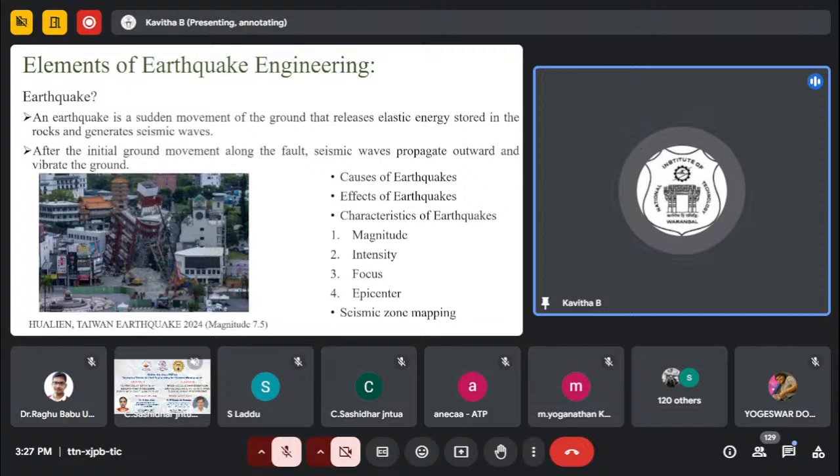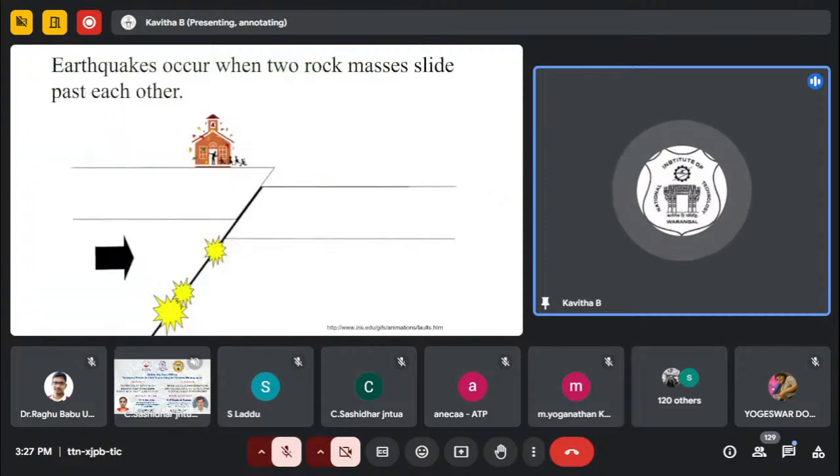The Earth has a top layer that is called the crust. That crust has elastic energy stored within its rocks. If it is suddenly released, it brings some vibration, as we know. From earthquakes, we are going to see some basic terms involved, such as magnitude, intensity, and other things. Once we know about these things, we will move on to the next terms.